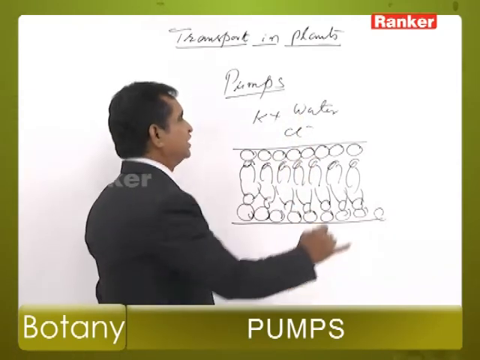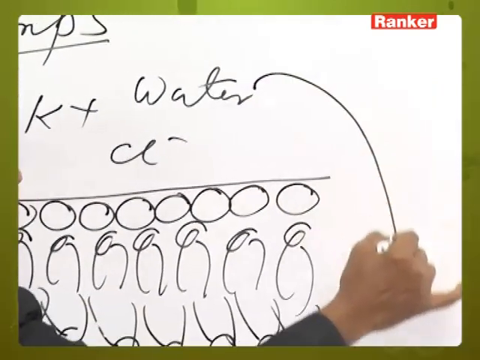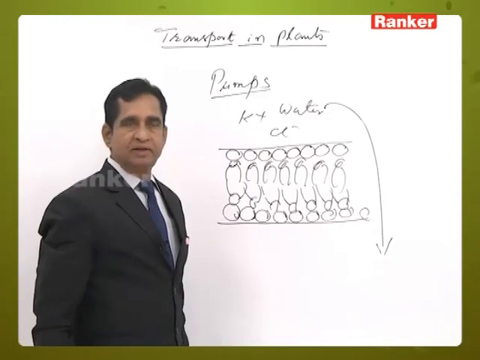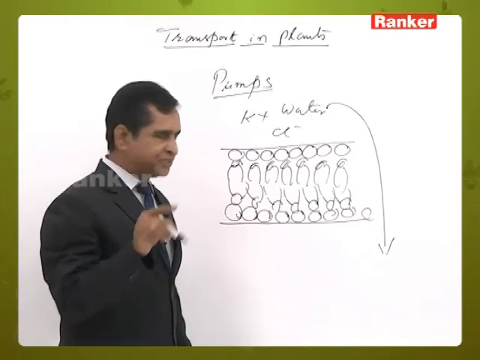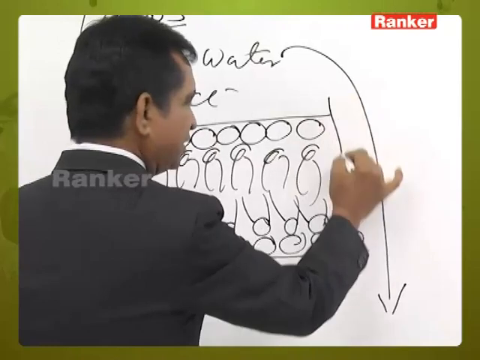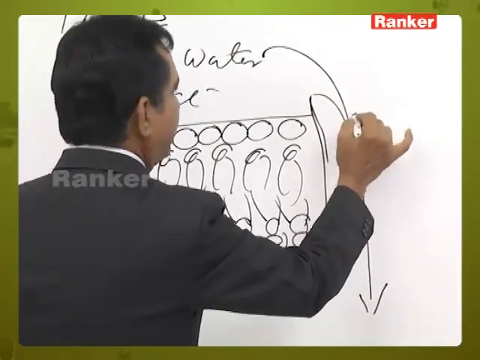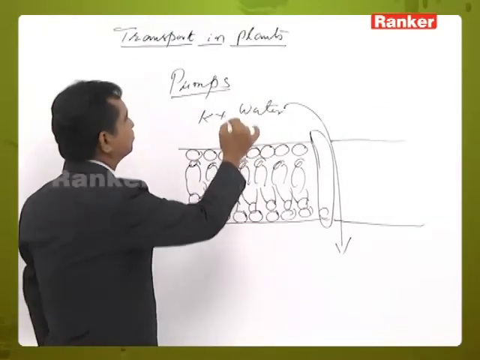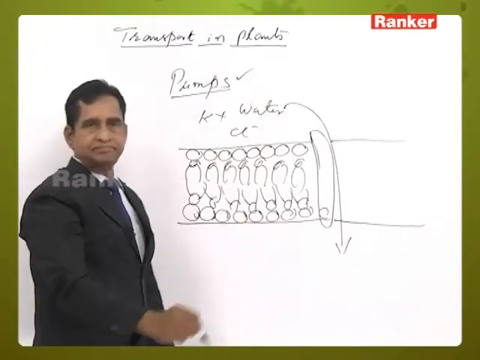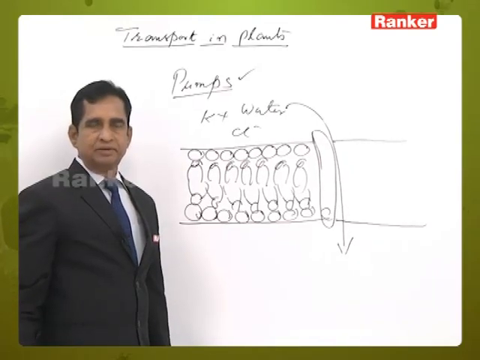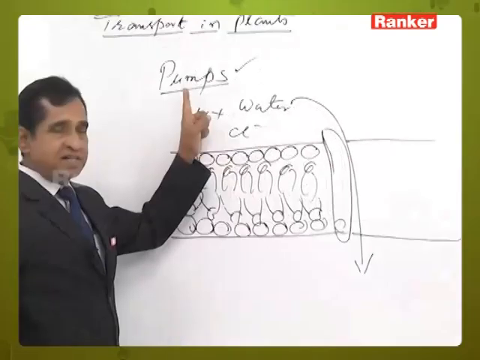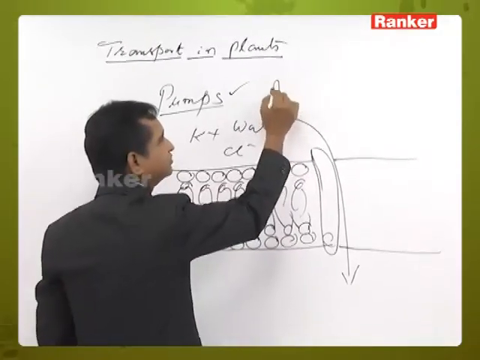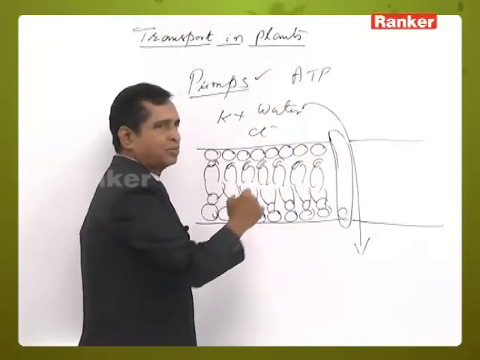So, for the movement of all these molecules across the membrane, there are passages inside the membrane, and these passages act as pumps. Naturally, for the functioning of a pump, energy is required in the form of ATP.